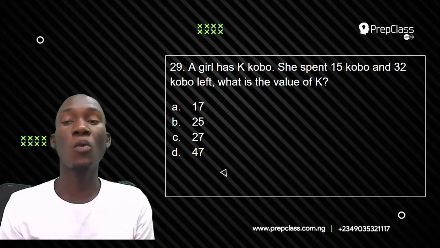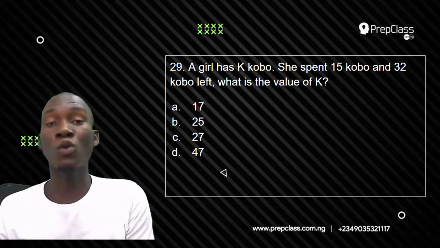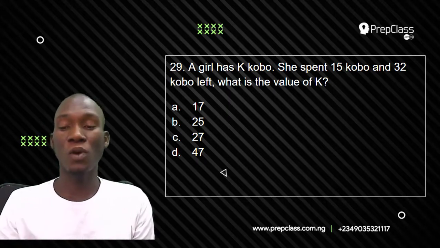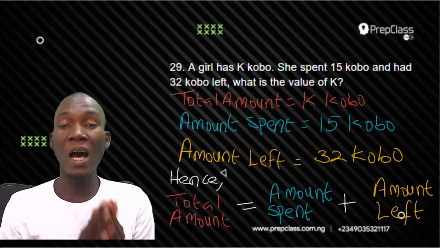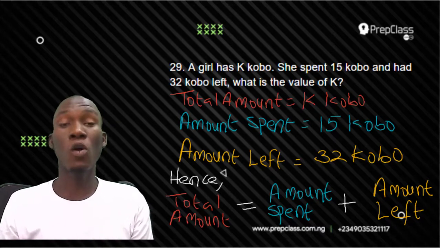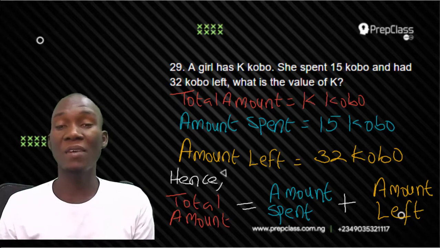She spent 15 kobo and she has 32 kobo left. So what is the value of K? Now the total amount this girl has is K kobo. Now she spent 15 kobo and the amount left is 32 kobo. Now we have to find the value of K.